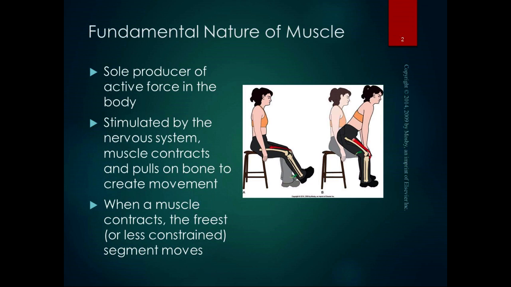So the nervous system sends the message, the muscle contracts and pulls on the bone to create movement. And this happens so fast. When the muscle is contracted, the freest or less constrained segment moves. So in the picture here, the person on the left, their freest segment is the distal segment, so the quadriceps contract and they get that knee extension, open chain knee extension. In the second picture, the distal segment is more fixed, and so the knee extension makes her stand up, do a sit to stand.